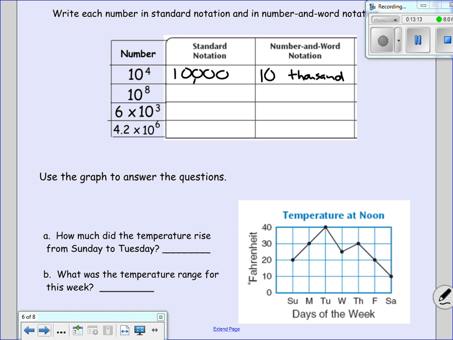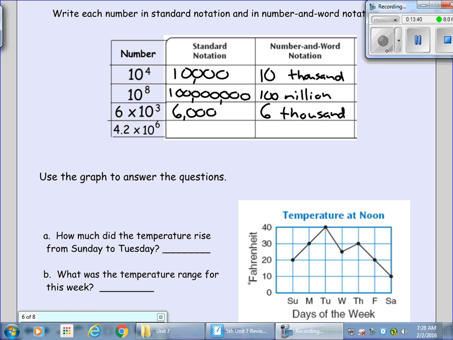Next one, 10 to the 8th power. 8 spots. 1, 2, 3, 4, 5, 6, 7, 8. Put my commas in. I'm going to have 100 million. Next one, 6 to the 3rd power. 6,000. This is number word notation.